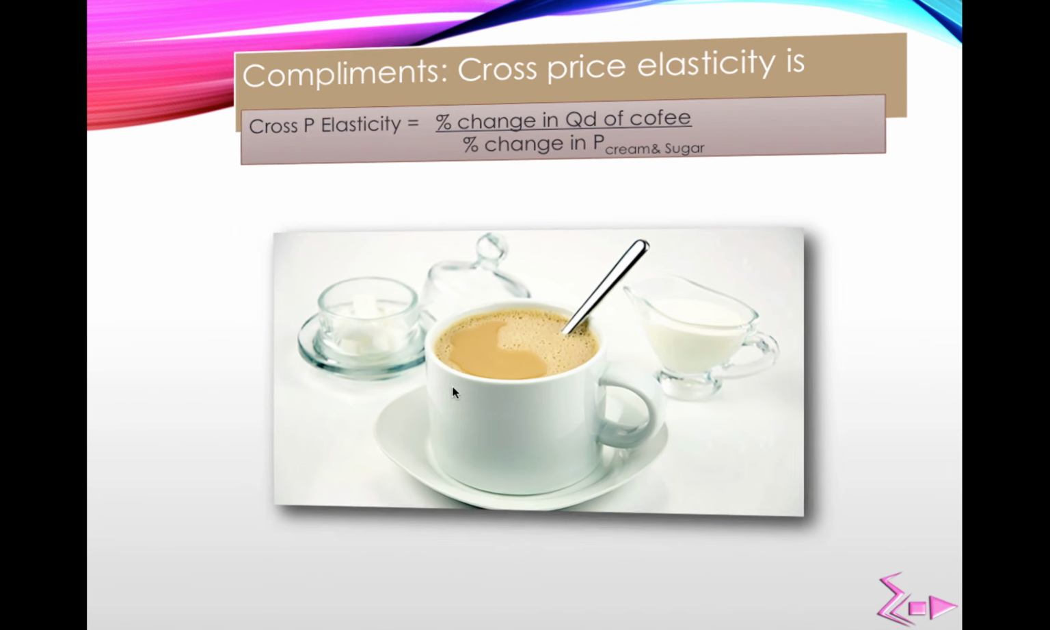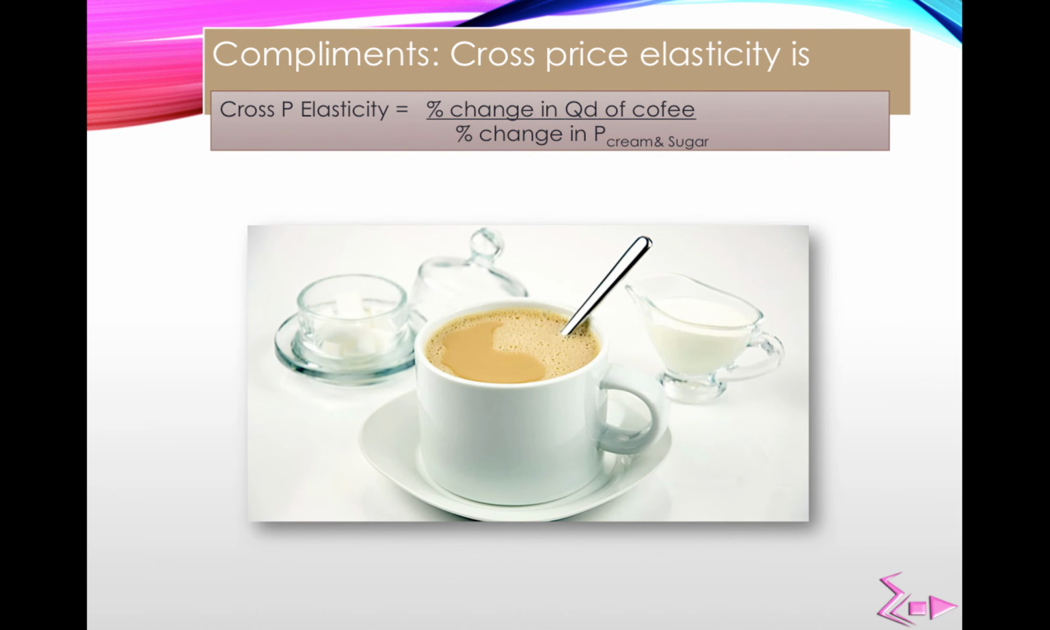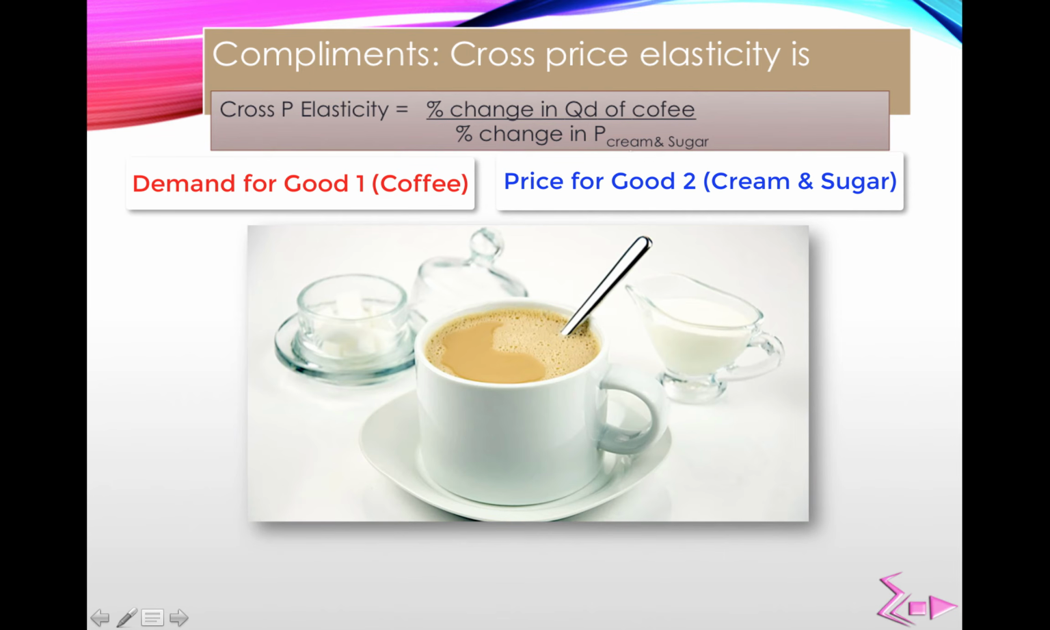Now let's consider a complement. We've done this example; it is considered in almost all textbooks. We're looking at two goods, in this case, coffee and cream and sugar. What happens to the demand for coffee if there's a change in the price of cream and sugar? And of course, we are assuming here that we are not having coffee straight. We prefer coffee with sugar and with cream.